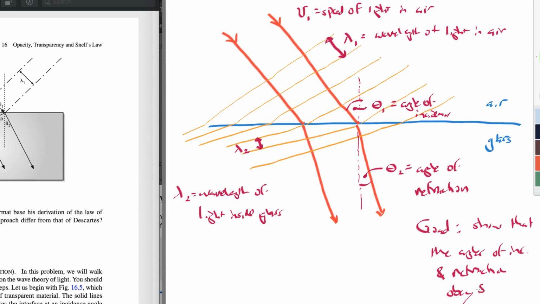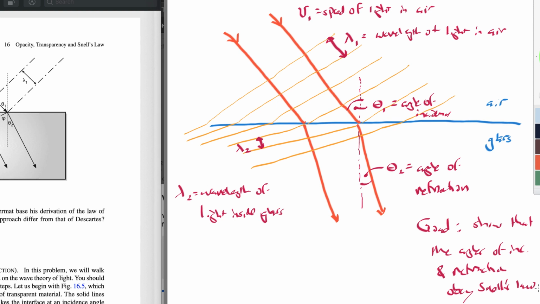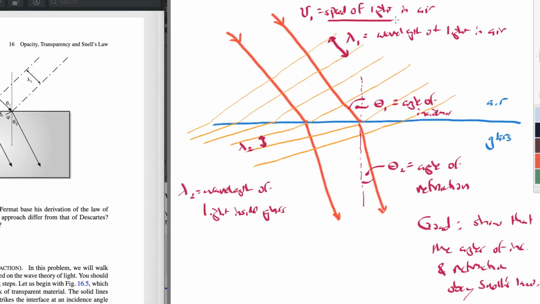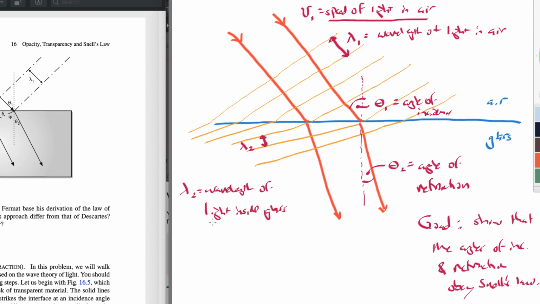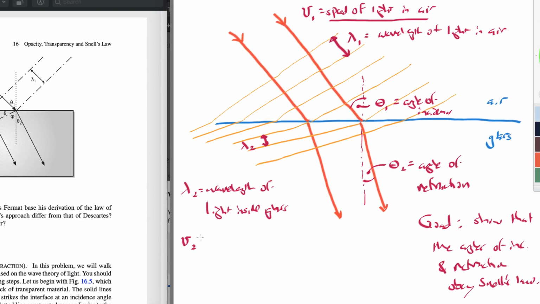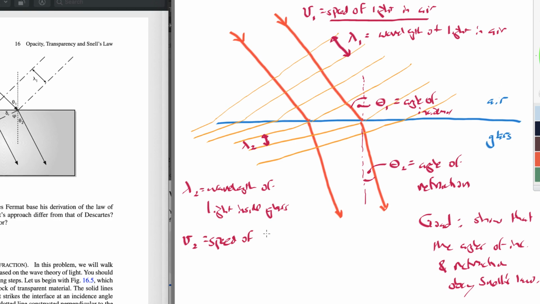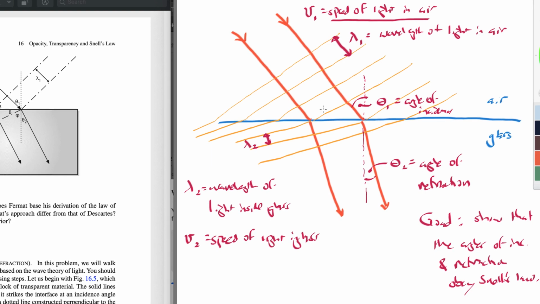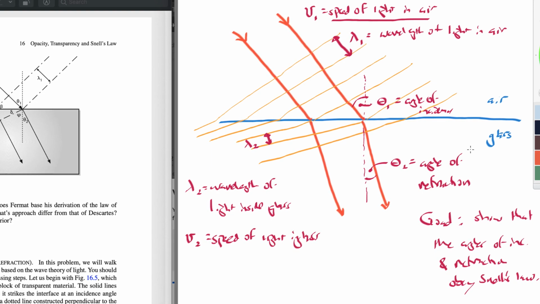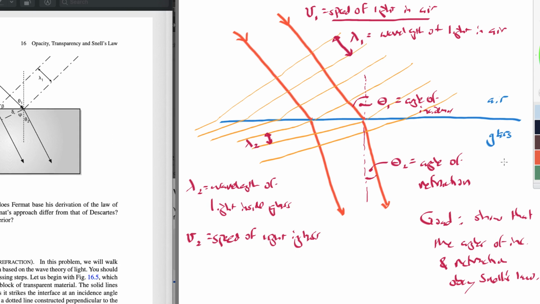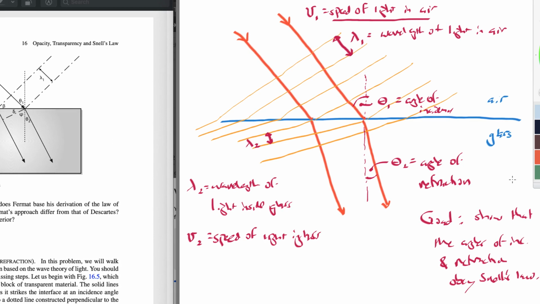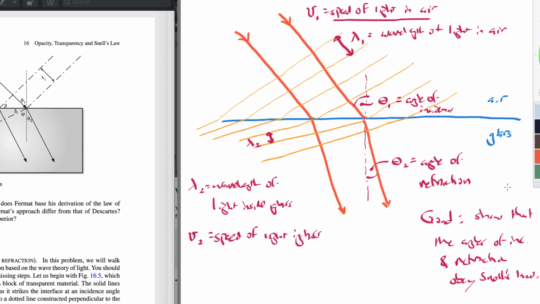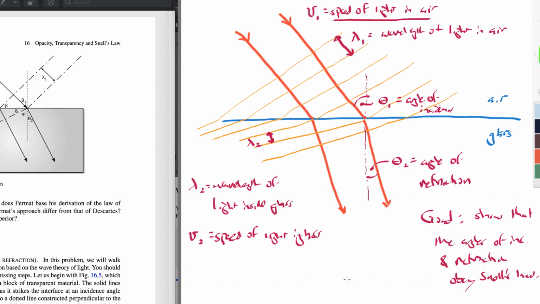obey Snell's law. And all we're going to do is assume that the speed of light in the air is different than the speed of light in glass. So we'll say V2 is the speed of light in the glass. So all we need to assume is that we've got these wave fronts that are perpendicular to the direction of travel, that there is some bending, so that there's a different angle of incidence and angle of refraction, and that we're going to be able to show that those angles are related by Snell's law. Okay, so how are we going to do this?